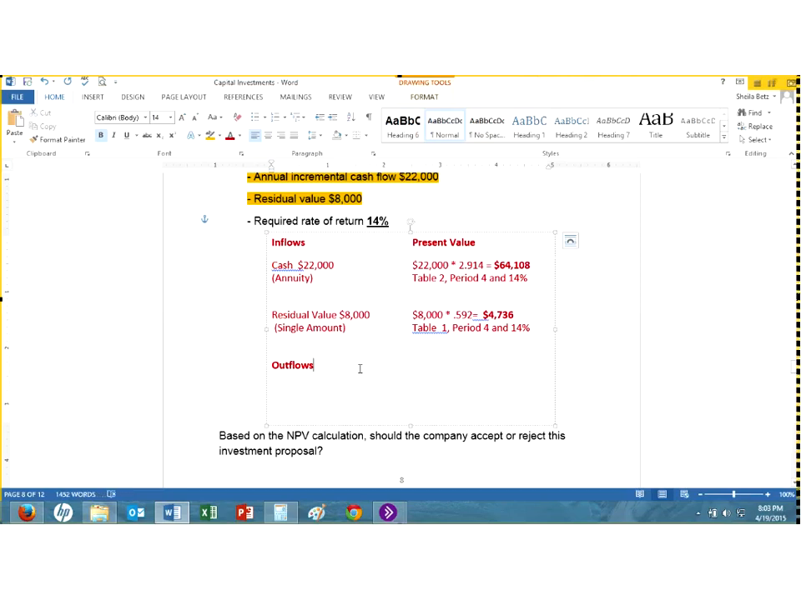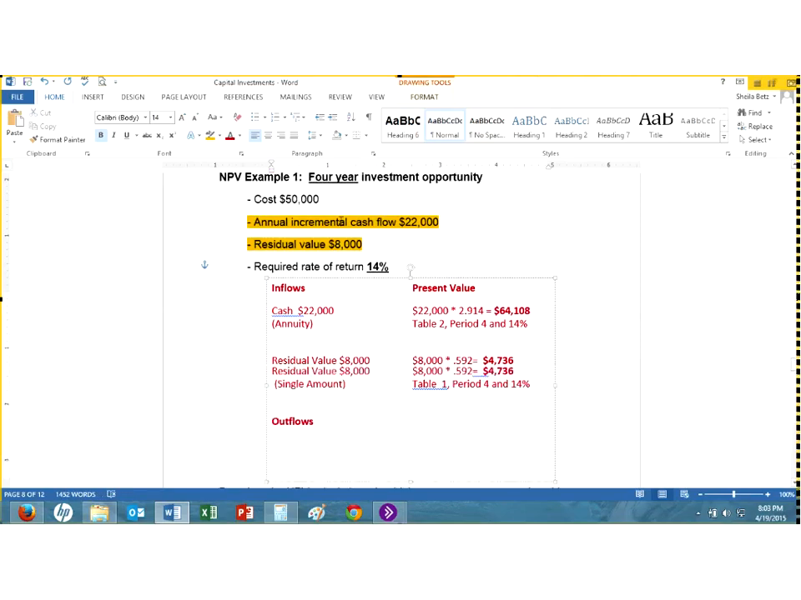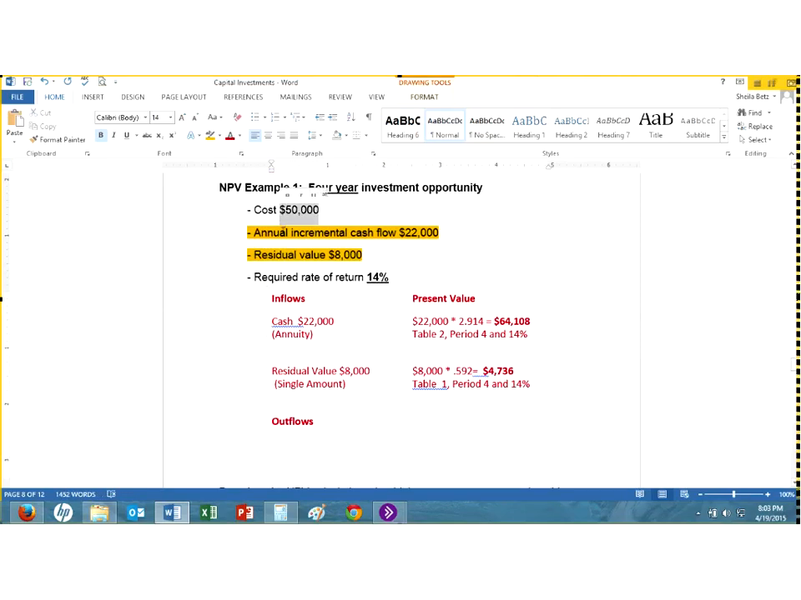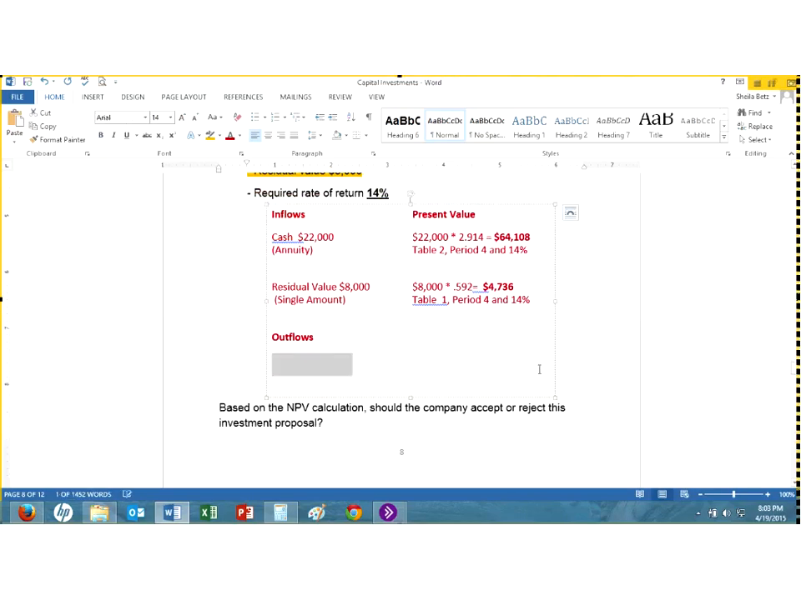Now we're going to look at outflows. So the only outflow we have is the cost of the investment of $50,000. Now, the cost of this investment is happening now. So when I do the present value of it, because it's happening now, it's already in present value terms. That $50,000 I'm paying today is worth $50,000 today. All right? So you only use present value if the money is happening in the future. So I'm going to put parentheses negative $50,000 to show it's an outflow.